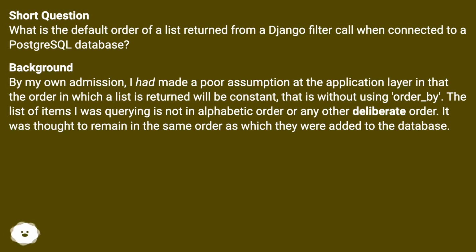Background. By my own admission, I had made a poor assumption at the application layer in that the order in which a list is returned will be constant, that is without using order_by. The list of items I was querying is not in alphabetic order or any other deliberate order. It was thought to remain in the same order as which they were added to the database.